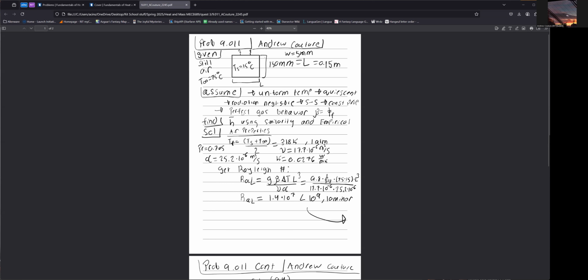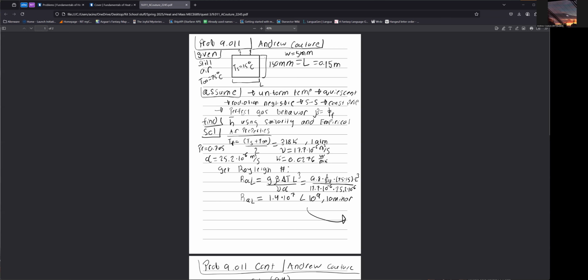Some very brief assumptions before we get into this. Uniform temperature is assumed across the entire plate. Quiescent air, basically the air is not moving, so it's static, perfectly still. Radiation is completely ignored, it's negligible. Steady state, constant properties, nothing's changing with time. Perfect gas behavior such that beta equals 1 over T_f.